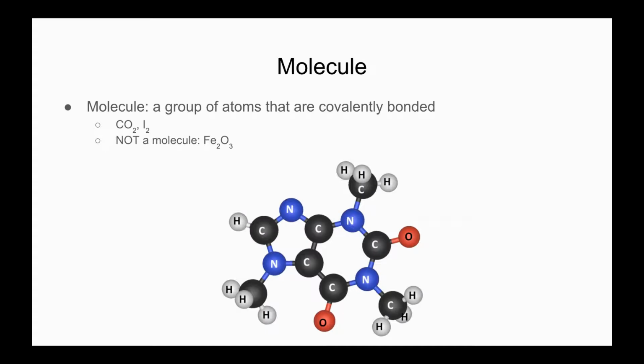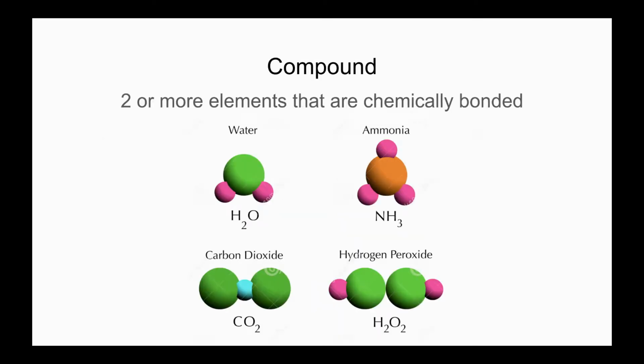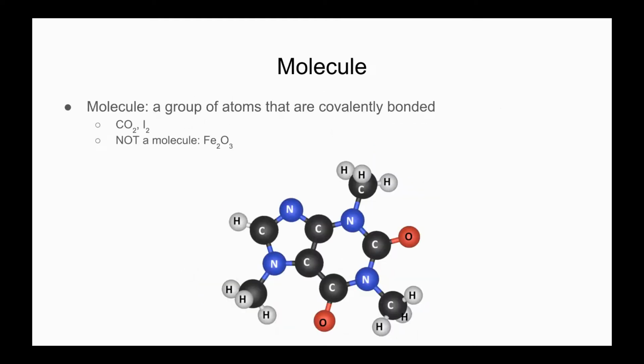A molecule is a group of atoms that are covalently bonded. Now, the trick here is that all molecules are compounds, and chemical compounds is another name for what we call these things. But not all compounds are molecules. In order to be a molecule, something has to have covalent bonds within that molecule. So examples of this are carbon dioxide and iodine. Those have covalent bonds within the atoms. Something that's not a molecule is Fe2O3. This has ionic bonds in this substance. And we'll talk more about ionic and covalent bonds later this year.